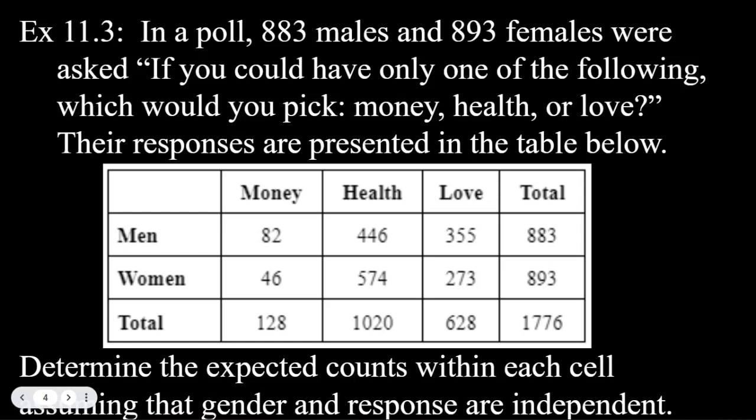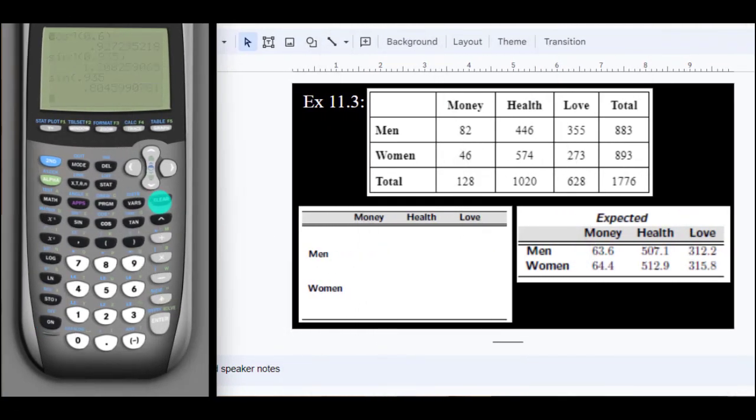The idea behind the independence test is we're going to test to see if the men's and women's answers are different when we look at money, health, and love, or if they're the same, if they're independent, if it doesn't matter which gender they are. So we are going to determine the expected counts within each cell, assuming that the gender and response are independent, because remember, that is our null hypothesis.